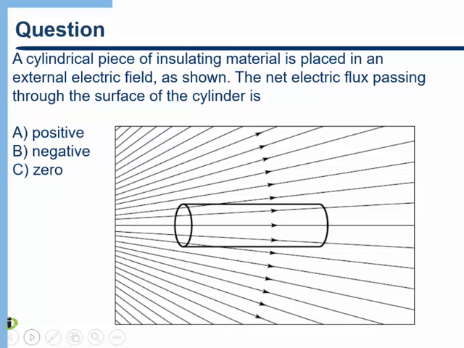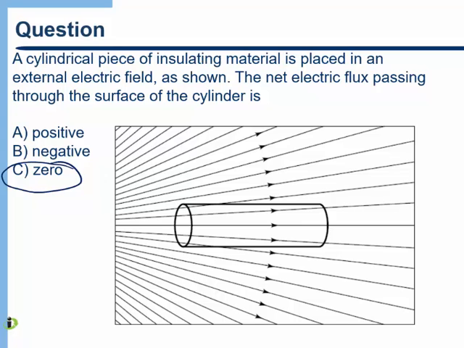This one says a cylindrical piece of insulating material is placed in an external electric field as shown. The net electric flux passing through the surface of the cylinder is... So go ahead and pause the video and try to figure this one out. Okay, the correct answer here is 0, and there are a couple different ways you could have thought about that.